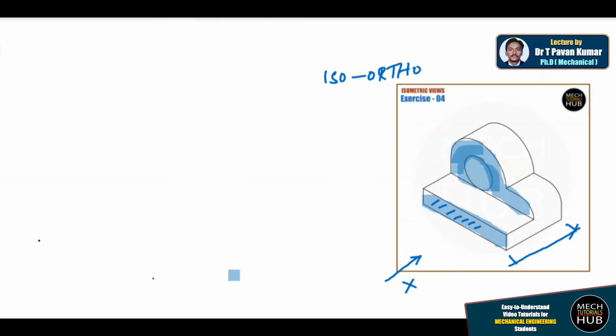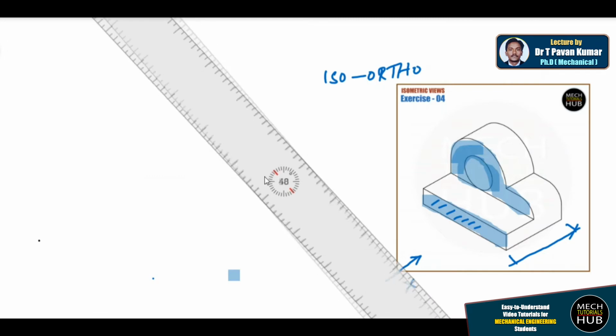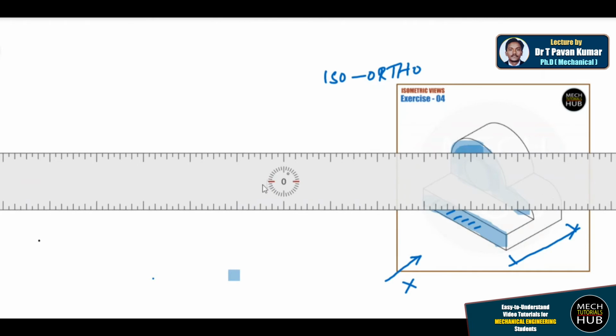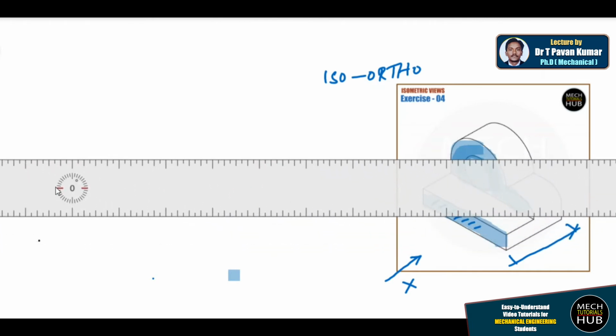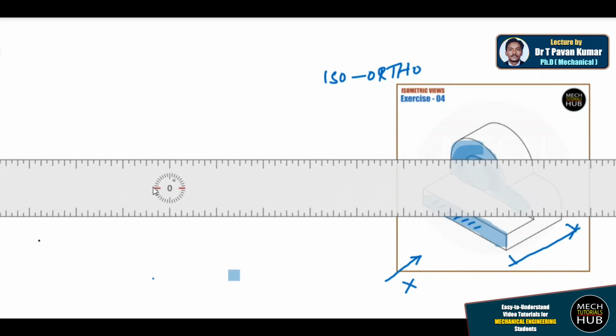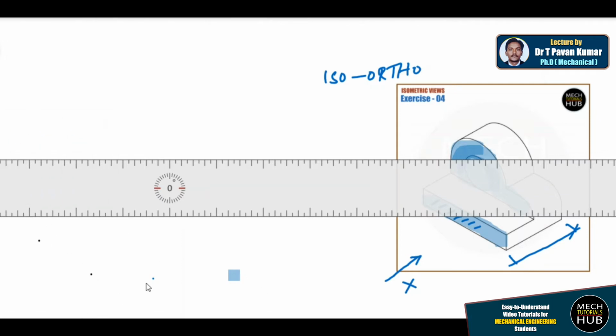For that I will simply consider the scale as my drafter, keep it at 0. Let me start somewhere here. Now let me draw a sketch. The first line, which is this bottom line, I am going to draw here. So let me draw that line.